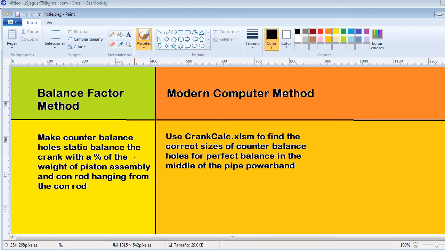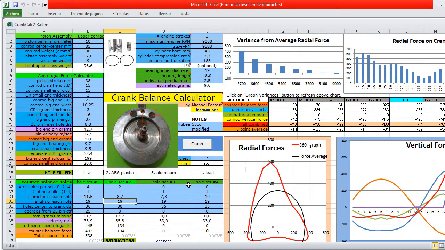And with the spreadsheet, this is my spreadsheet. Given the hole sizes that I've input here, this is showing that it's perfectly balanced at right past 8,100 RPM. So the general idea is right in the middle of the pipe power band. If the pipe power band is 2,000 RPM long, there'd be 1,000 RPM before the top RPM. Right in the middle of the pipe power band, you want that to be zero. You want the balance to be perfect. That zero means that the vertical force is equal to the horizontal force.